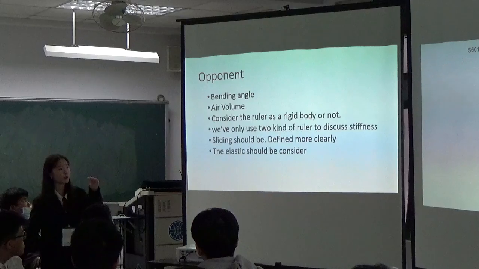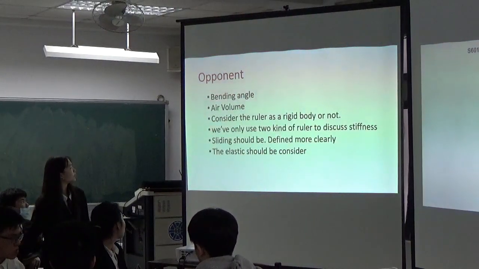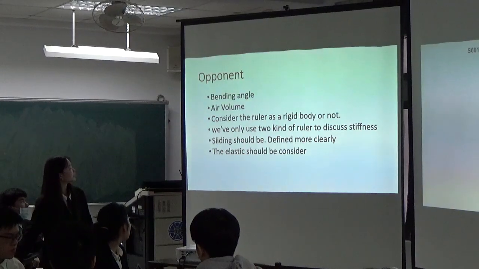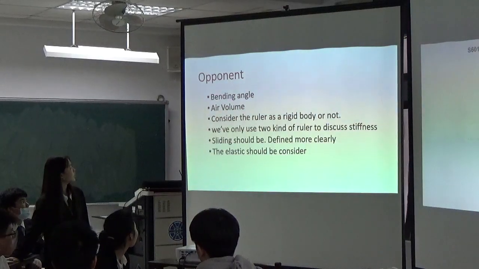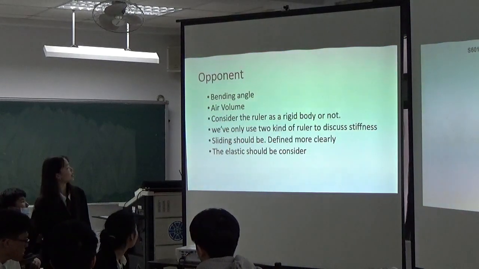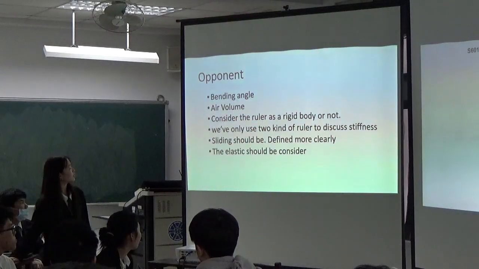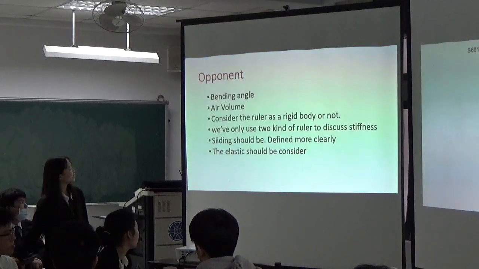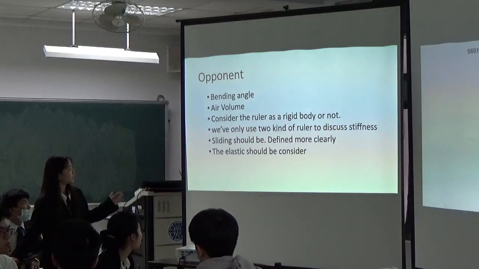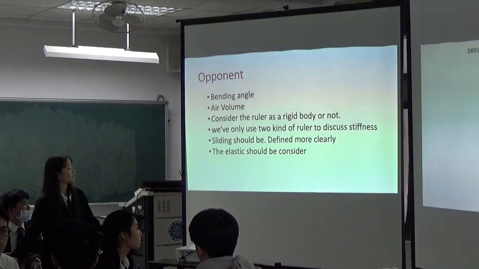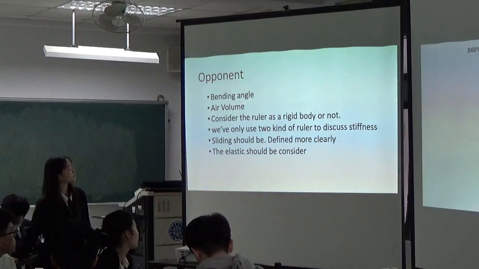And second is the air volume under the paper. And third is whether they want to consider the ruler as a rigid body or not. And fourth is we compare two kinds of ruler to discuss the stiffness. And the fourth is that they want to define the slide and the folding of the ruler. And the fifth is that they think that the elastic should be considered.